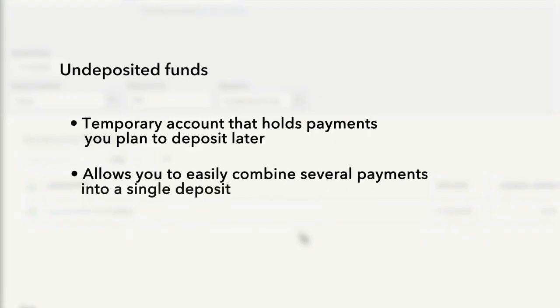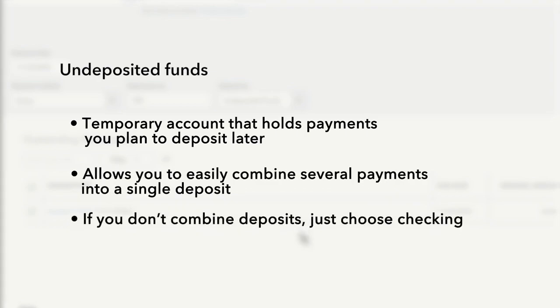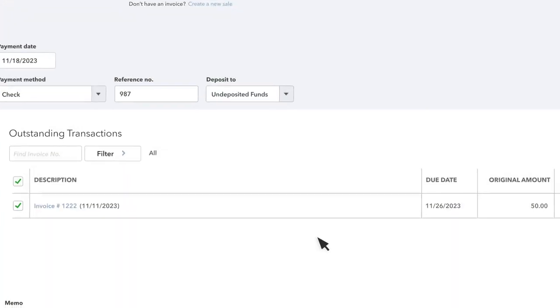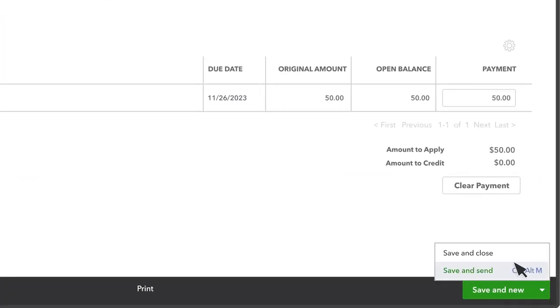Undeposited funds is a temporary account that holds payments you plan to deposit later at the bank. Undeposited funds is important because it allows you to easily combine several payments together into a single deposit. If you don't combine deposits, then you can skip this and just choose Checking. Then select Save and Close.